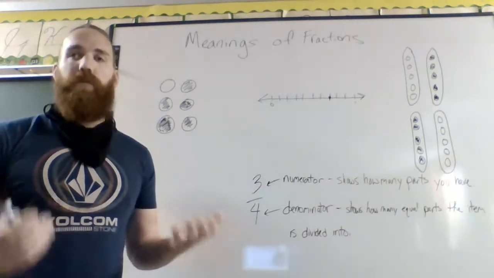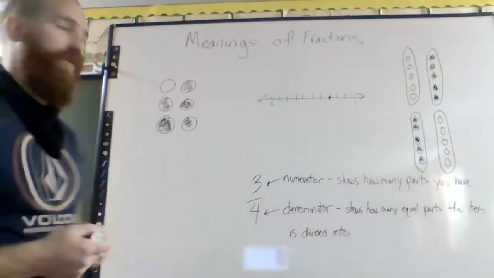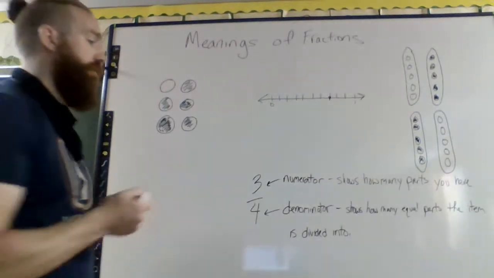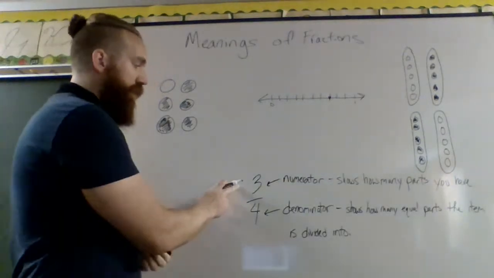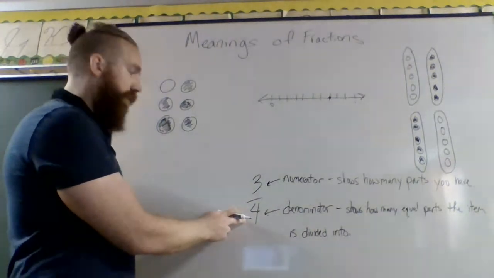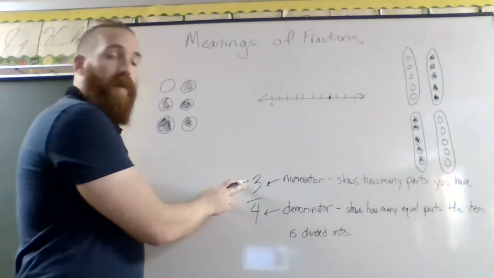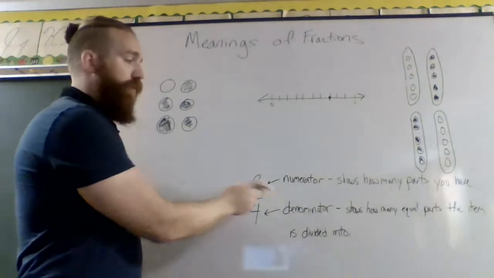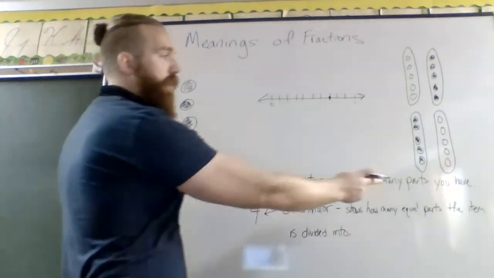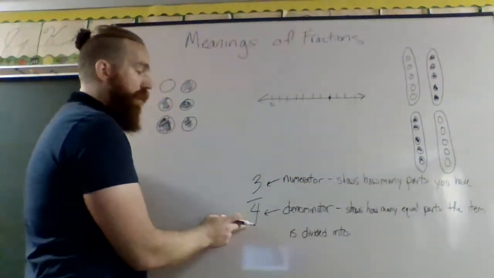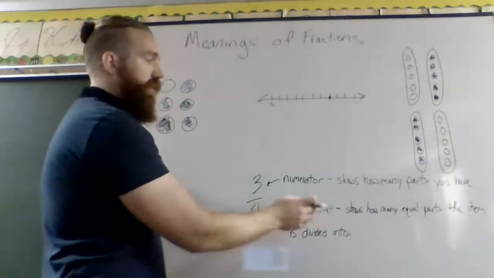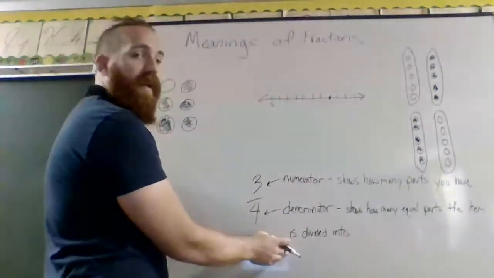So to start off with the meaning of fractions, we're just going to go over what a fraction is. I have listed this fraction here, 3/4. The top number in a fraction is always called the numerator. The numerator shows how many parts you have. The bottom number is the denominator, and it shows how many equal parts the item is divided into.